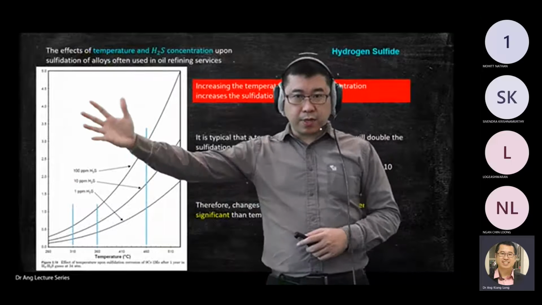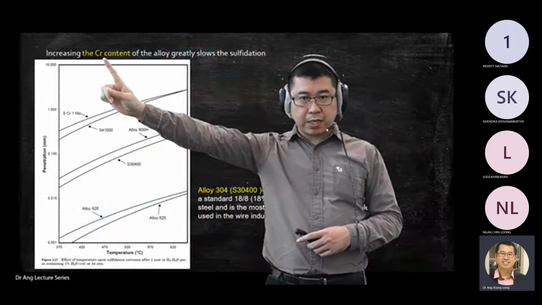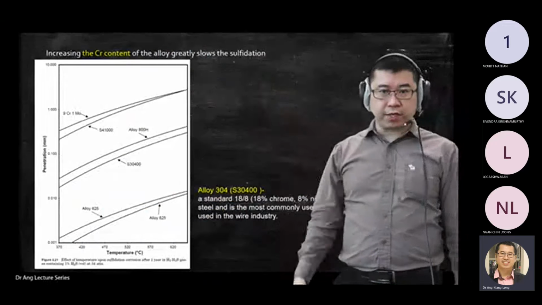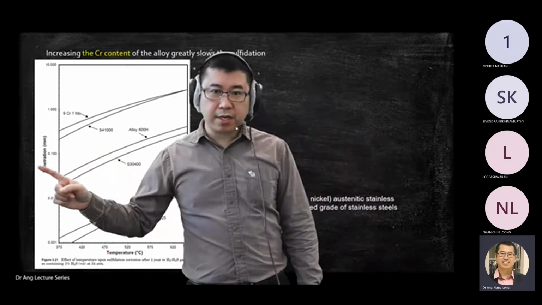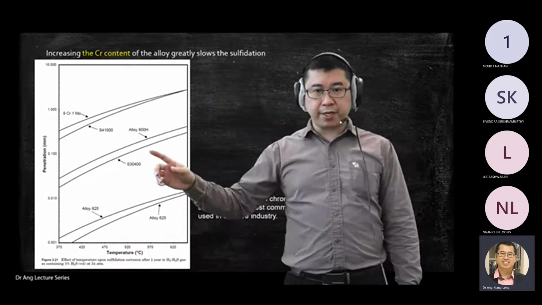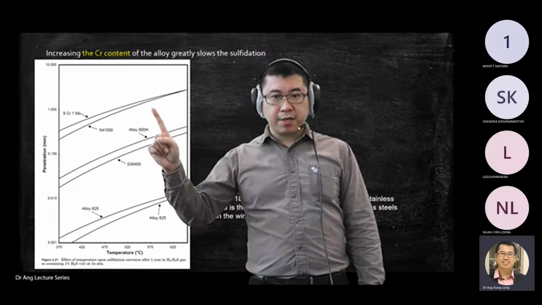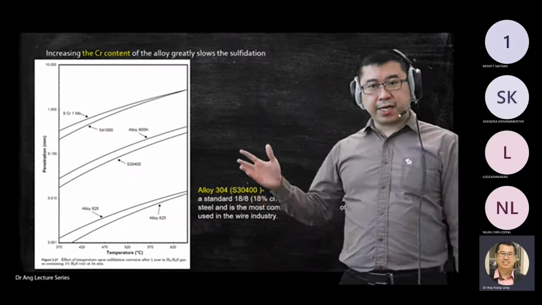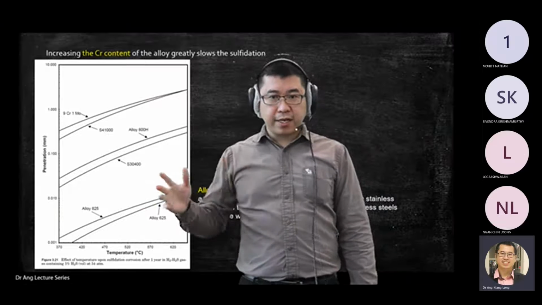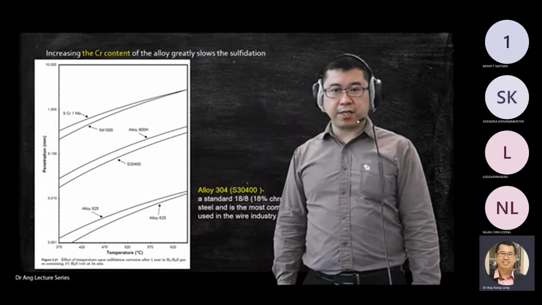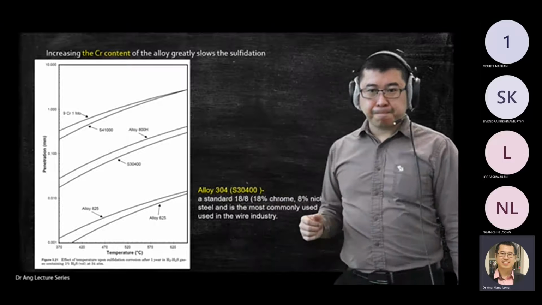Okay, once we talk about the concentration and temperature on sulfidation, next we talk about chromium. Chromium content, what happened to sulfidation? So what will this graph tell you? You see the temperature and the penetration rate here, and you have a loss of material here. So if you're interested, you can go and find out what all these names are, what is all this material content. But basically, it tells you those materials with a higher chromium content can slow down the sulfidation corrosion.